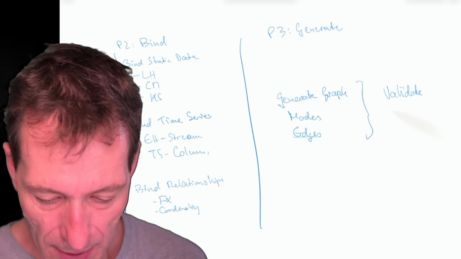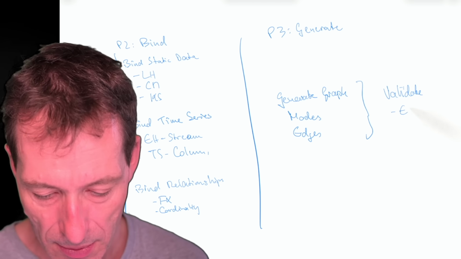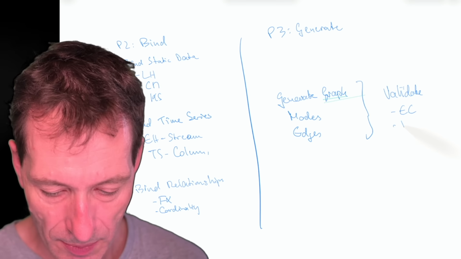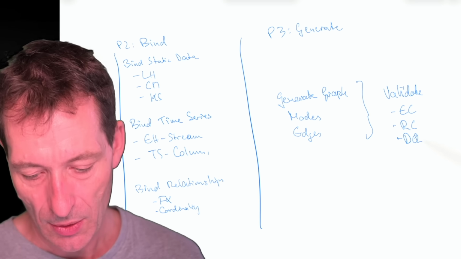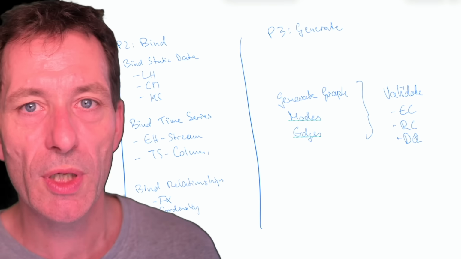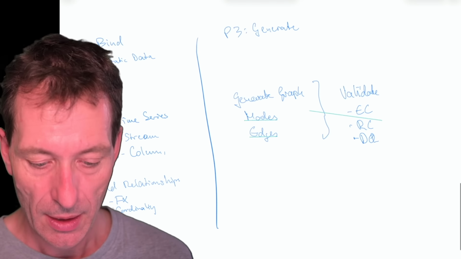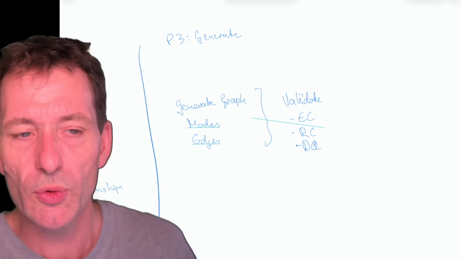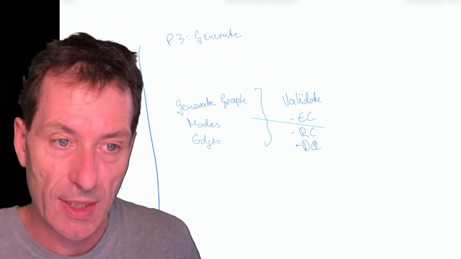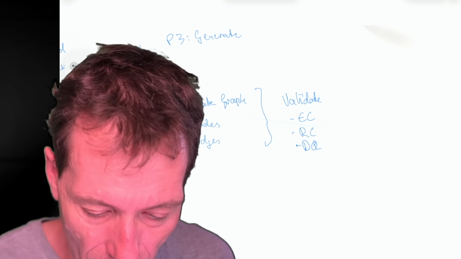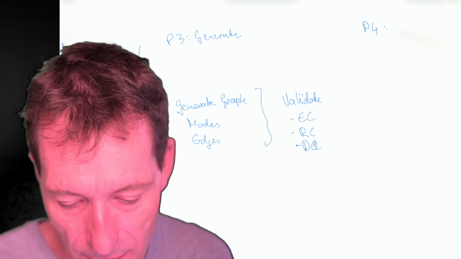Validate means entity count, relationship count, data quality in general. Why? Because you combine data in a new way, and that's always a bit tricky. That could go wrong. You know that from join stuff, you would always check join stuff, same as here. Phase 4 then is query.